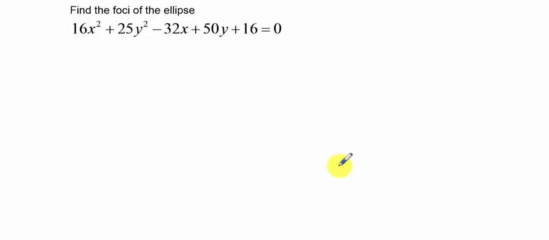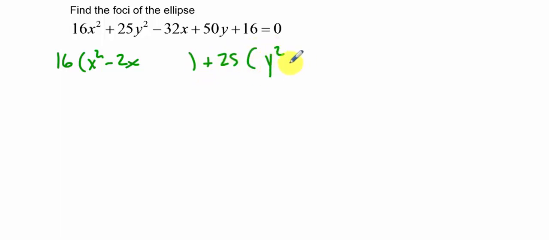Finding the foci in this ellipse is a little more difficult because it's in a general form rather than a standard form. We're going to need to complete the square in this case. So what I'll do is I'll group the x's and group the y's and make sure I have coefficients of 1 in front of the x squared and the y squared term. So I have 16 multiplied by x squared minus 2x, leave a space to complete the square, and 25 times y squared minus 2y, again leave a space, and bring the constant term over to the other side.